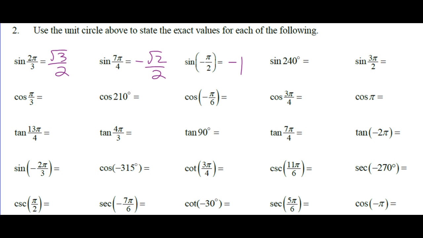So here's how I do the sine of 240 degrees. 240 is in quadrant 3, the sine is negative, the reference angle is 60 degrees, negative root 3 over 2. Sine of 3 pi over 2, that's quadrantal. I actually do that slightly differently. I imagine the graph of the sine function in my head. We're not there yet. But that's just going straight down, so the y value is negative 1.